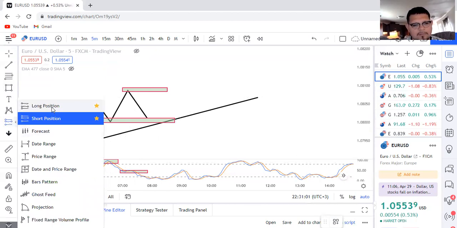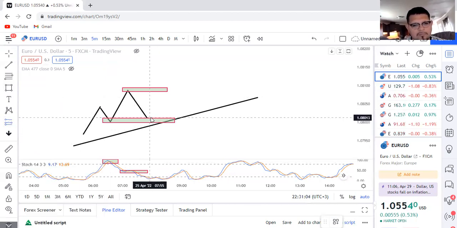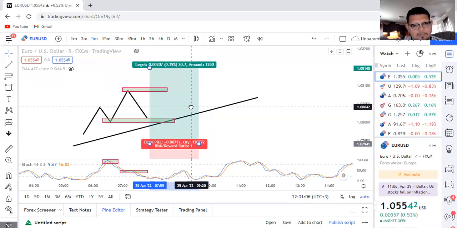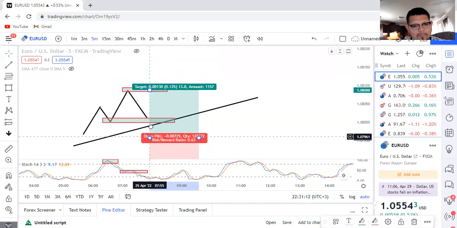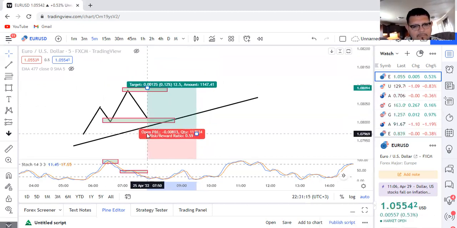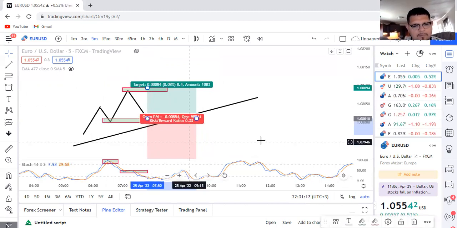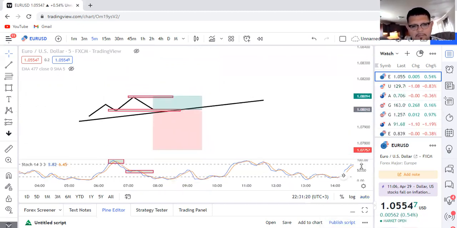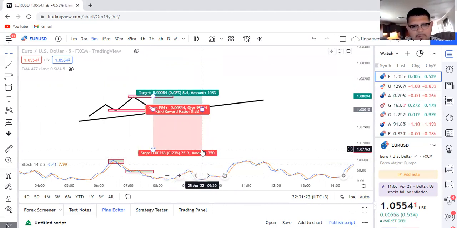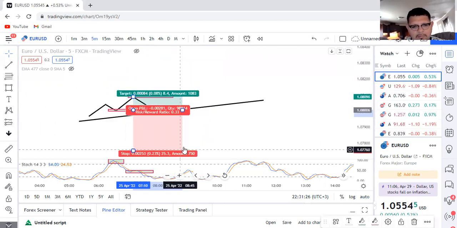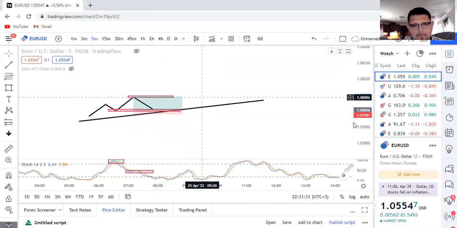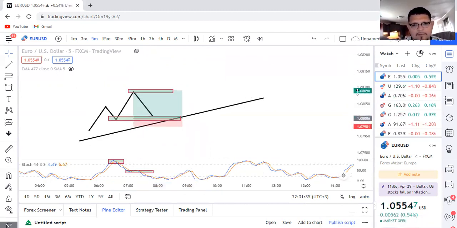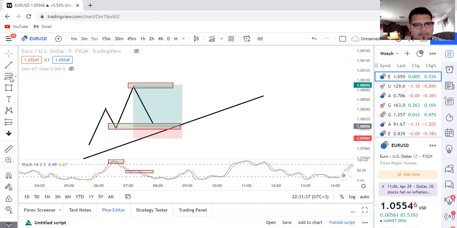back up to our high right there. I don't know why. Right there. So that's the whole point of the stochastic, so that we can take our trade back in the direction of our trend, right?